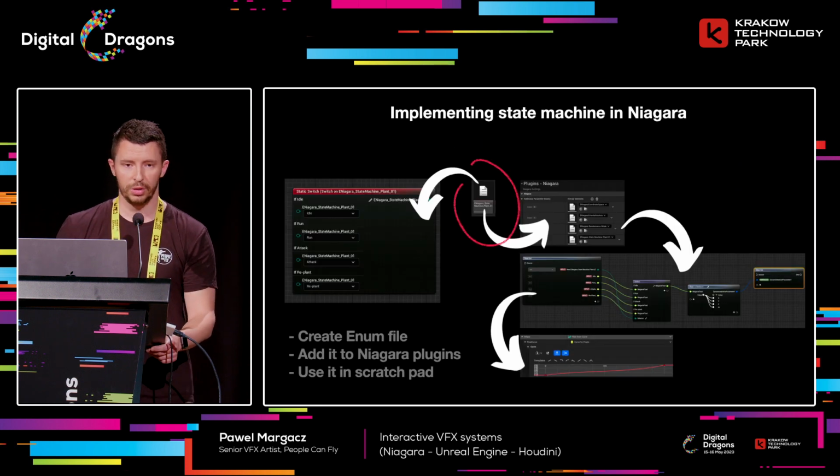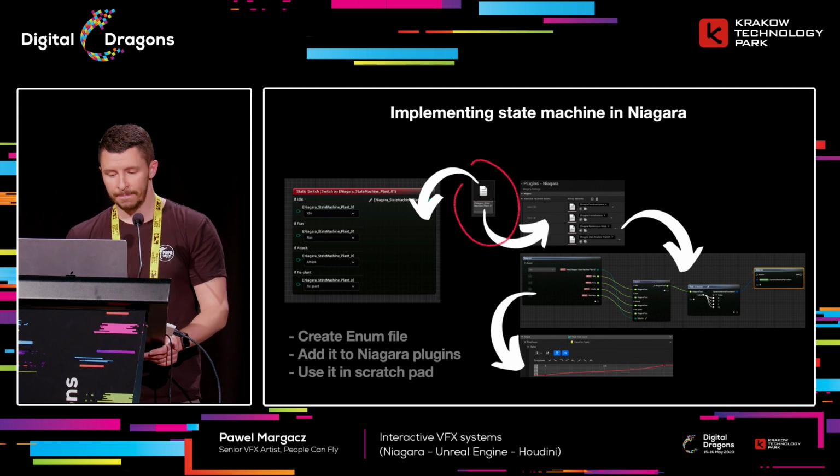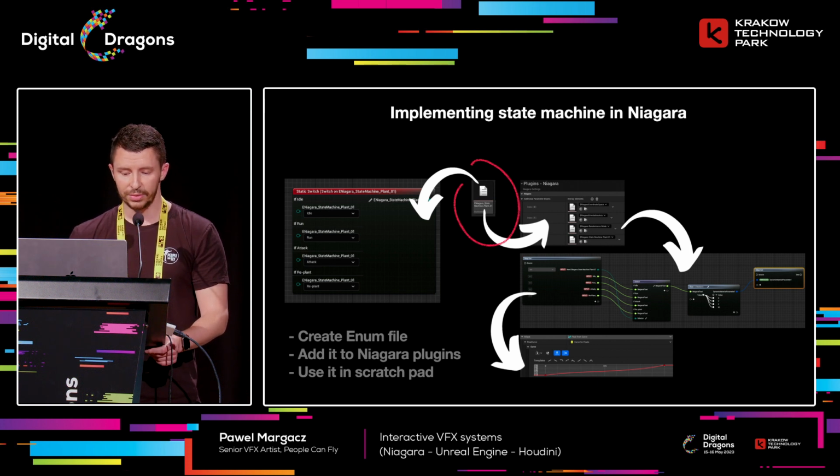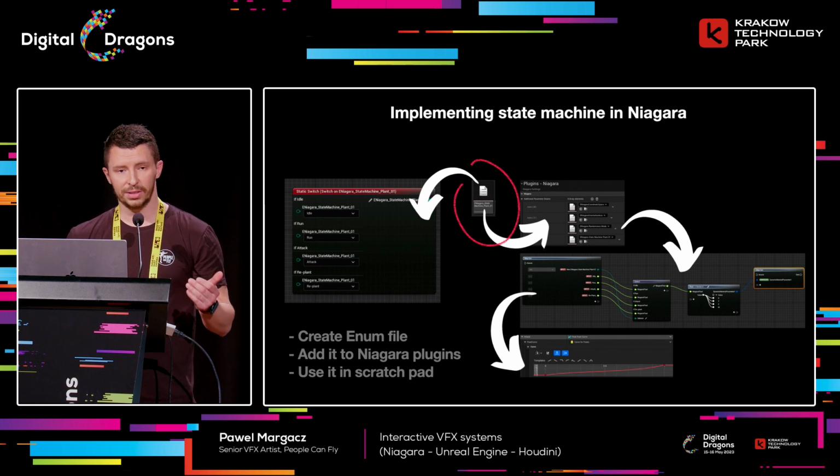So if you want to control animation states in Niagara, there are probably many ways to do it, and each of us VFX artists would do it differently. I found the effective way is to use enums. So to get started, you have to create an enum file in your content browser. There, in the text fields, you can put your animation states.